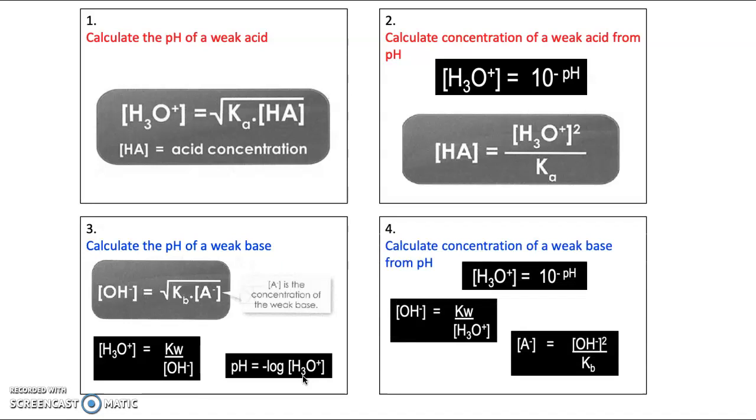The fourth type of calculation is calculating the concentration of a weak base from the pH. Once again, you need to first convert your pH value back to a hydronium value. So you need to do the inverse log of pH. Once you've got your hydroniums, you need to convert those to hydroxides because we're dealing with a base. So 1 times 10 to the minus 14, your Kw, divided by your hydroniums. Once you've got your hydroxides, it is the hydroxide concentration squared divided by Kb.